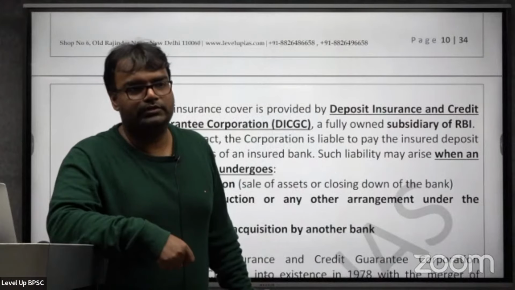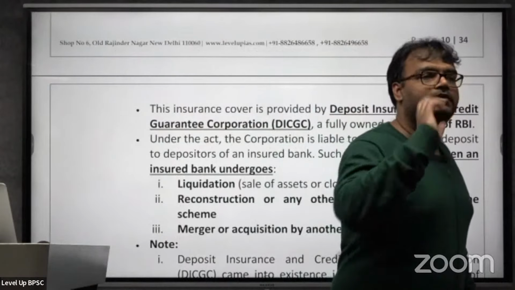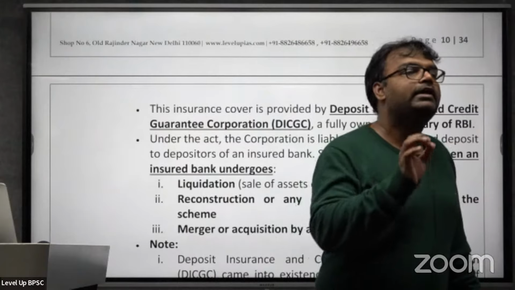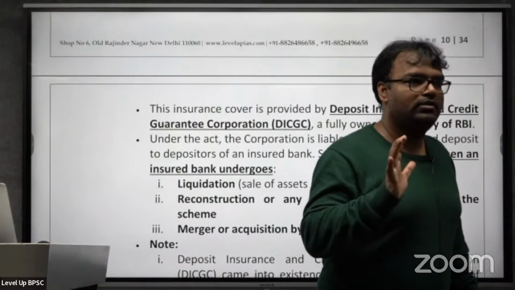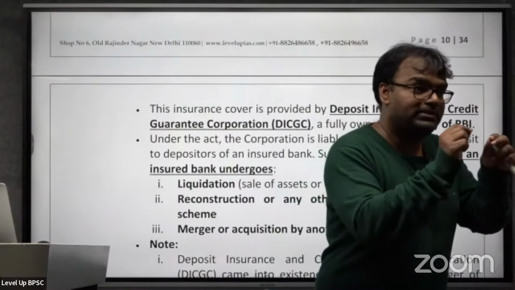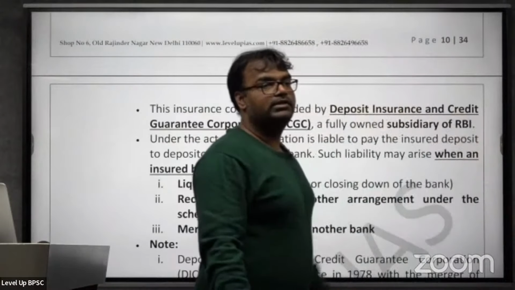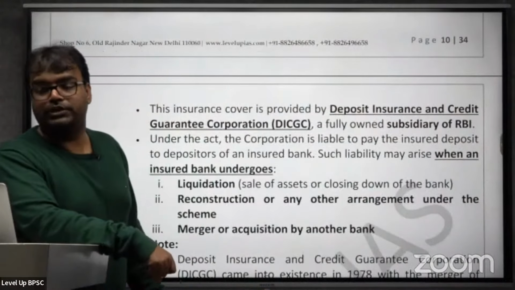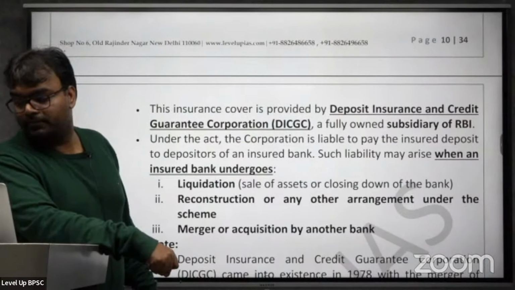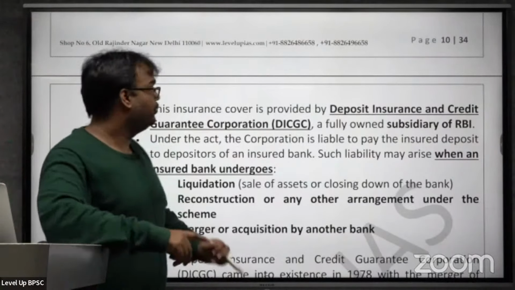this body. Earlier, the premium used to be 0.1%. For 100 rupees of deposit, you pay 10 paisa. So that if that 100 rupees is lost, because of this 10 paisa premium, the entire 100 rupees would be given back to depositors by this Deposit Insurance and Credit Guarantee Corporation. Fine. This is understood? Okay.